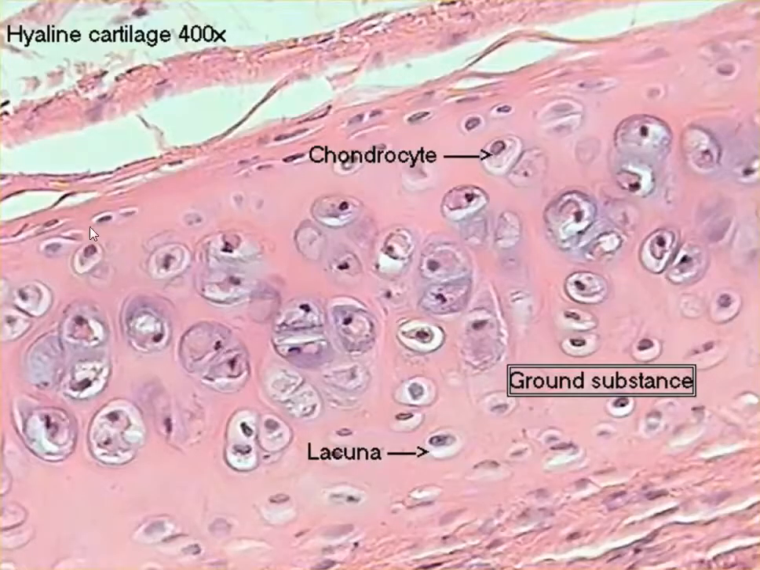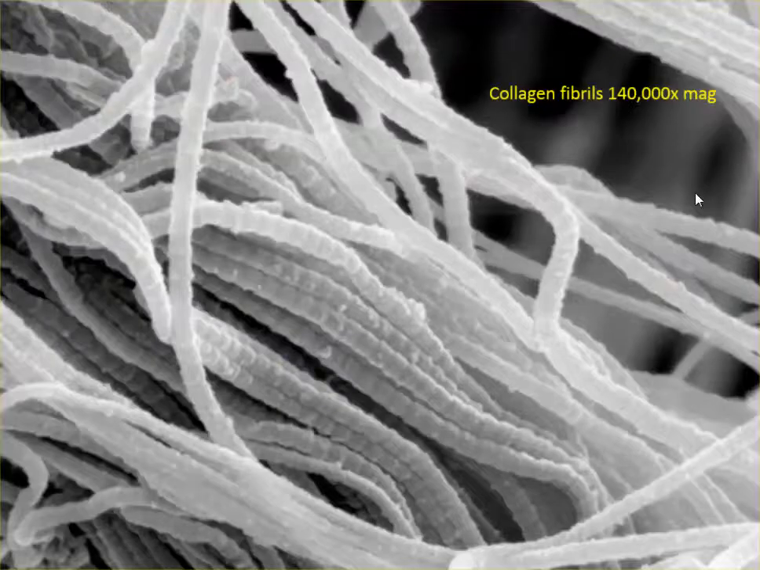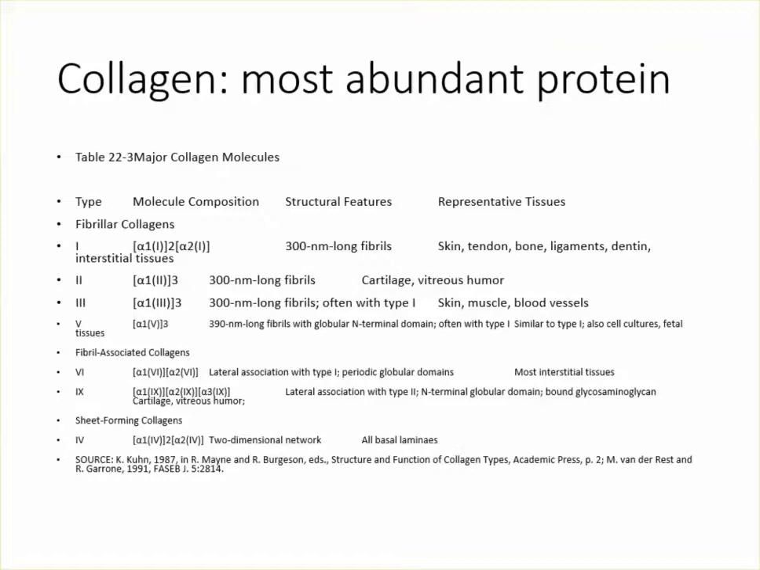So just to review, the chondrocytes, the cartilaginous tissue, have cells within them, and they make up a ground substance. Now within cartilage is collagen, and collagen is the most abundant protein in our body. The type 1 collagen is what we find in skin and tendons and bone and ligaments. And type 2 is what we find mostly in cartilage.